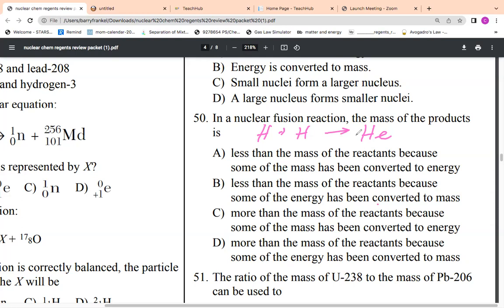So for this one, we want to go with choice A. The mass of the products is less than the mass of the reactants because we take some of that mass and convert it to energy. And again, this goes for both fission and fusion.